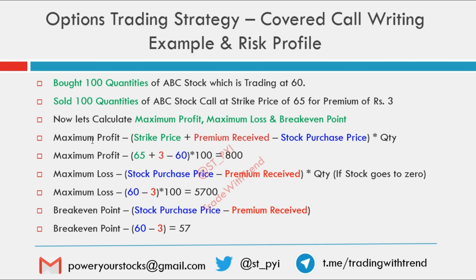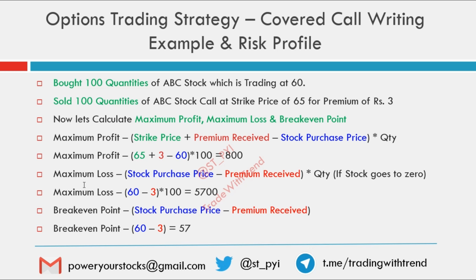Maximum profit in this particular strategy is defined with this formula: strike price plus the premium received minus the stock purchase price, into the quantity that you purchased. Just recollect, the strike price was 65, premium received was 3, and the stock was purchased at 60 rupees. So the maximum profit that you can get in this strategy, based on the example we have created, is rupees 800.